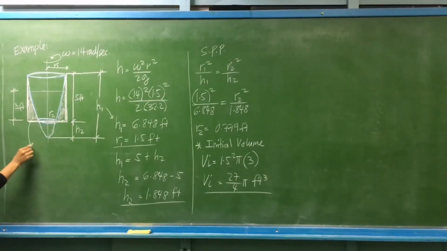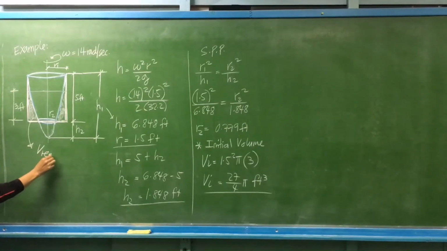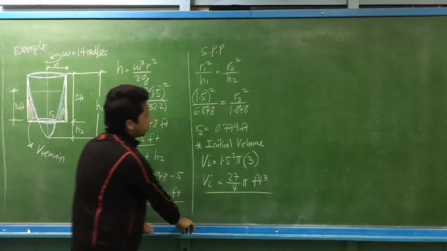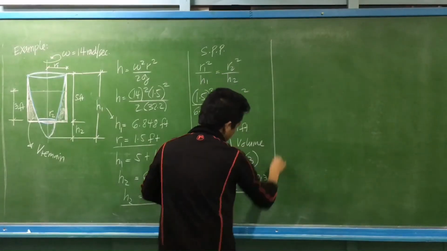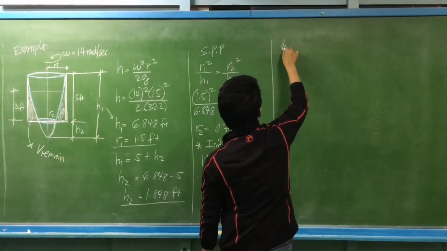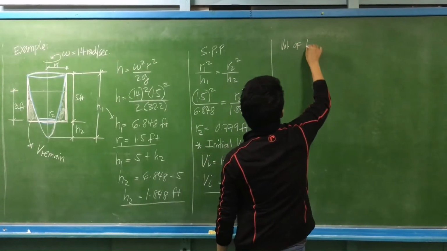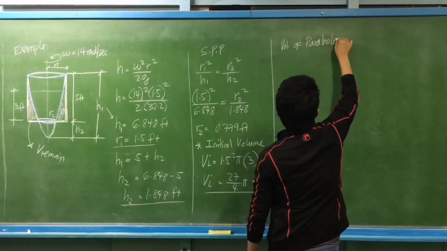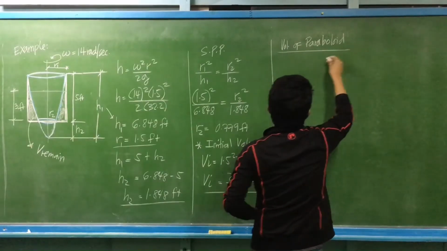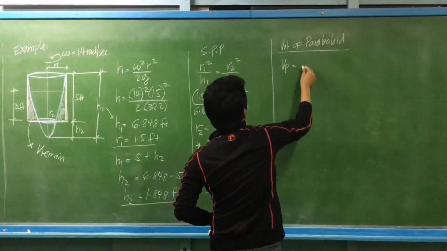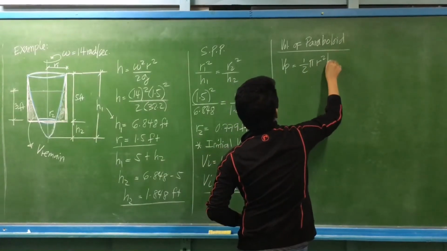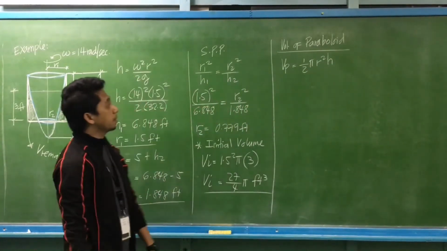Okay, so this portion is the volume remain. So how do we determine the volume remain? We need to know the formula for the volume of a paraboloid. So the volume of the paraboloid, let's say V sub P, is equal to 1/2 pi r squared times H. That is the volume of a paraboloid.